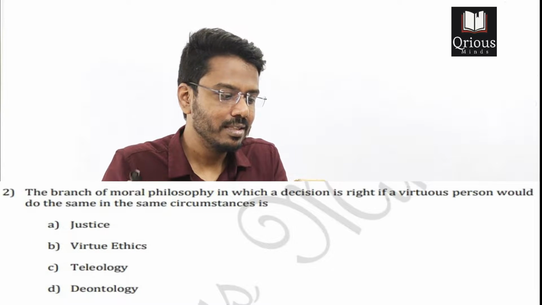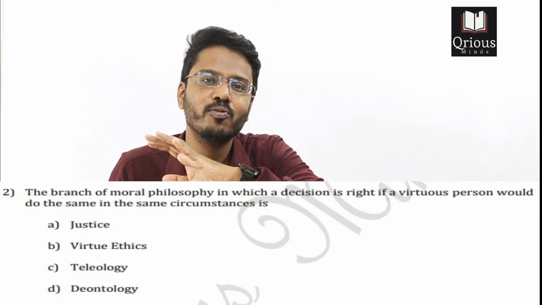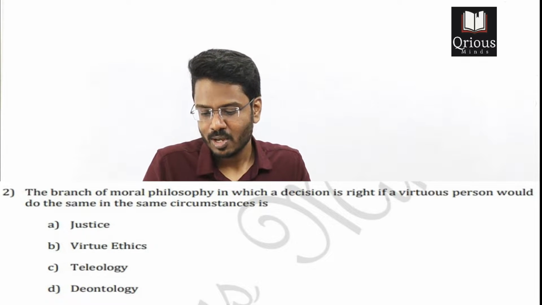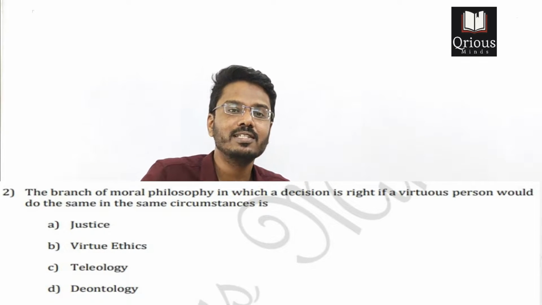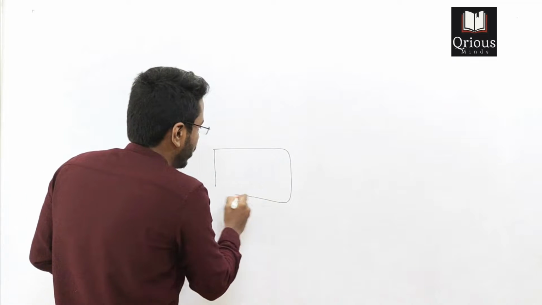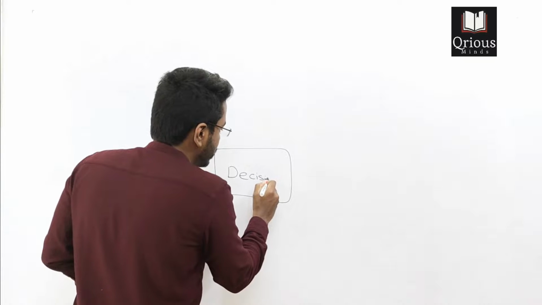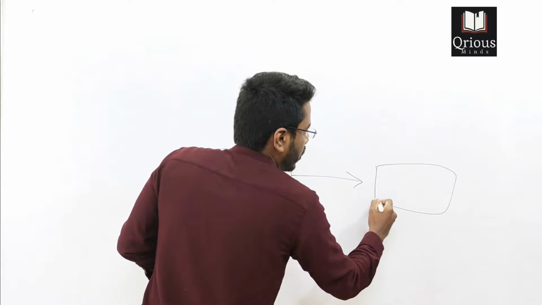And let's see the other options. Option A is justice. Justice means ensuring fairness in everything to everyone. That's what justice means. Virtue ethics, I have told you. See teleology. What does teleology imply? Teleology means that here we are taking a decision, and this decision leads to a result.